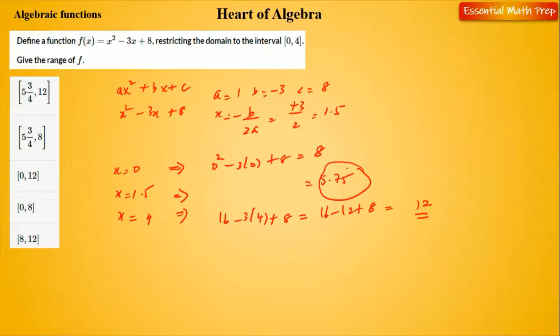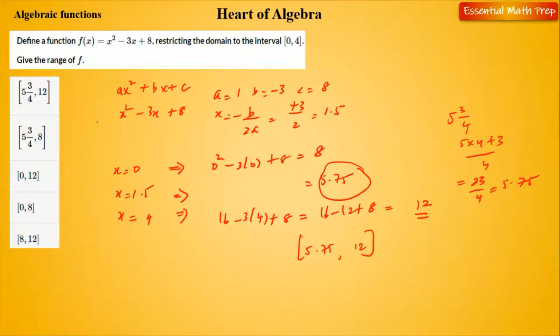5.75 is the same as 5 3/4, right? 5 3/4 is 5 times 4 plus 3 over 4. That's 23 over 4, which is 5.75. So this is the minimum value in the range, and 12 is the maximum value.